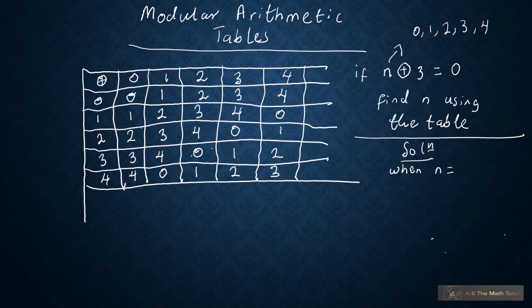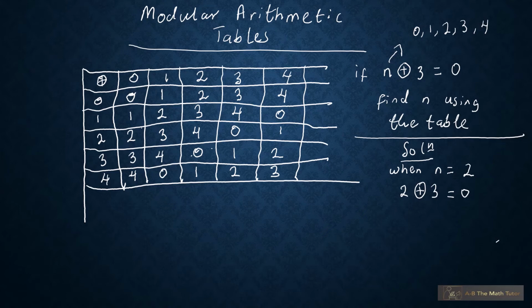Let's see what happens when n is 2. When n is 2, then we will have 2 plus 3, and 2 plus 3 yields an answer of 0 in the table. So since our final answer is 0, and that corresponds to the question's final answer, then n must be 2.